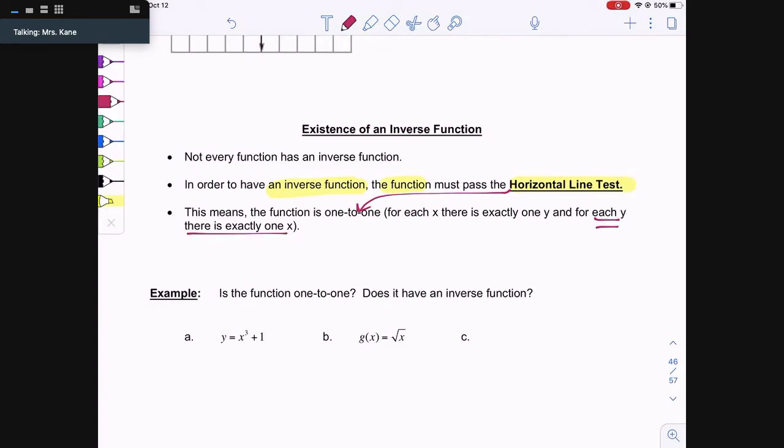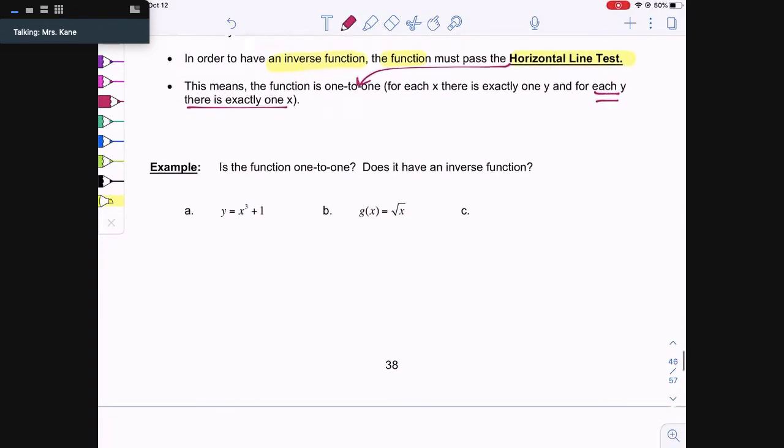So it has to pass the vertical line test to be a function, and then it has to pass the horizontal line test for it to have an inverse. If it does, we call the function 1-to-1, because one x for one y and one y for one x. So down below, we're just going to look at these graphs and see if each function is 1-to-1, which means it has to pass the horizontal line test. If it does pass that, then the function has an inverse.